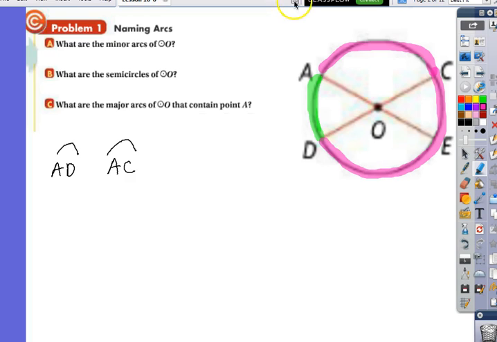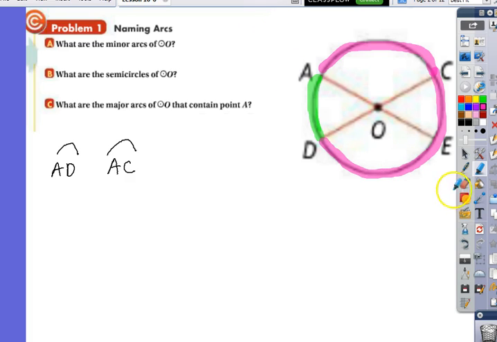The green arc and the pink arc both use the letters AD, don't they? How do we know which arc I'm talking about just by using the letters AD? Well, that brings in a concept called a major arc. A major arc is an arc that's bigger than 180 degrees, and a major arc needs a minimum of 3 letters to describe it.